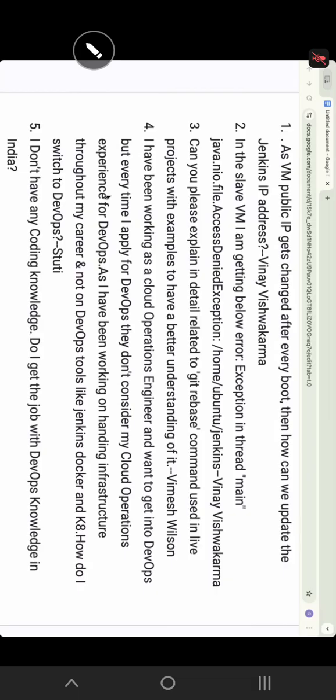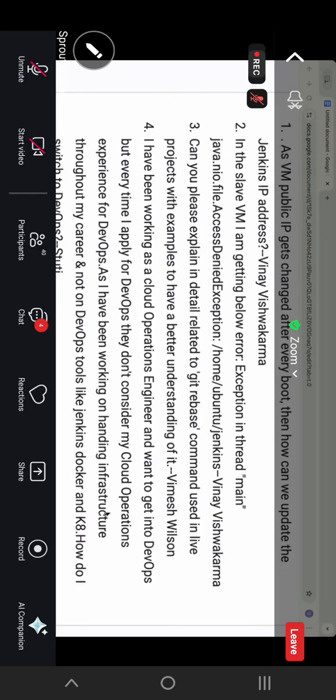Fifth question is also similar. I don't have any coding knowledge. How do I get into DevOps in India? See, in India or anywhere, knowledge is knowledge, right? So you have to first get the knowledge, and how to get that knowledge, I will talk about it shortly. Meanwhile, I will just try to go to other questions in the chat window. That's also about salary. Okay.